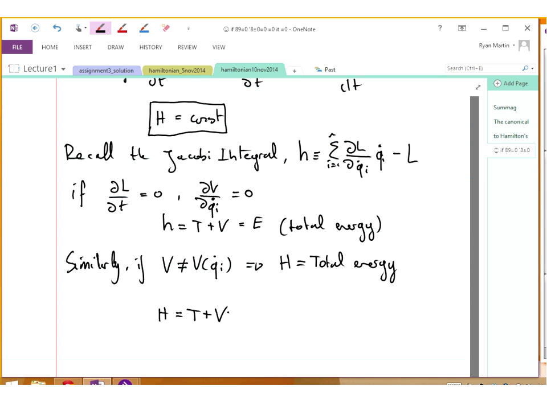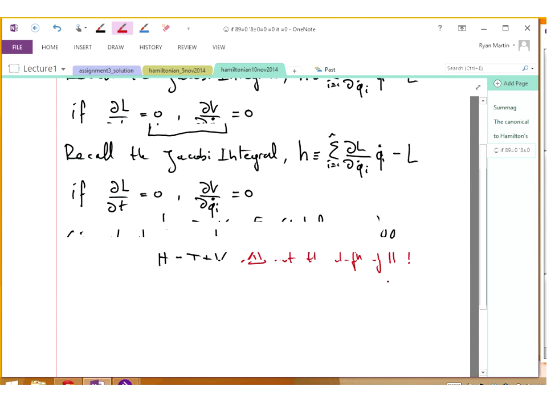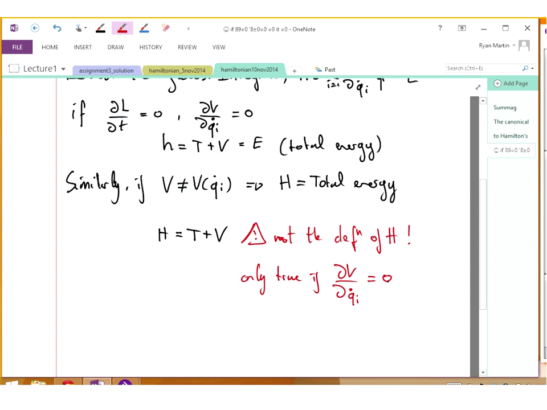But in general, H is defined through the Legendre transform, not through T plus V. So this is not the definition of H. This is only true if the potential doesn't depend on the velocities. Okay?